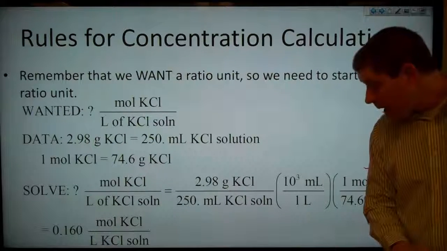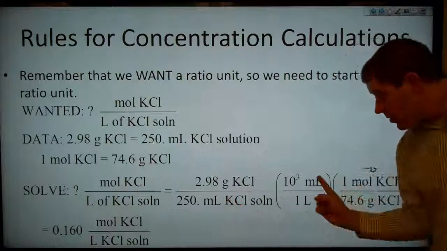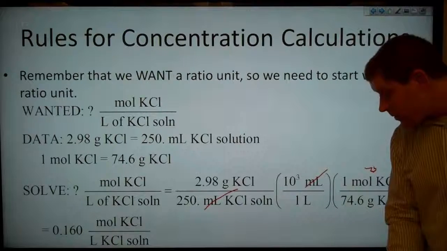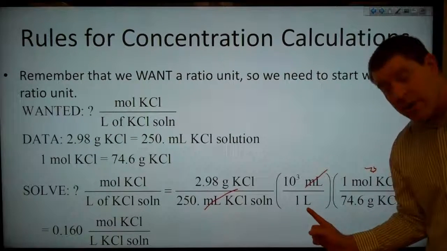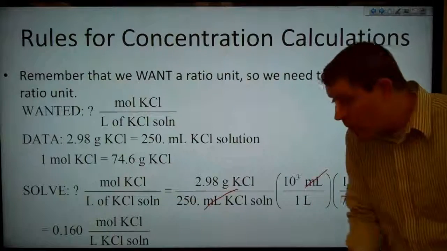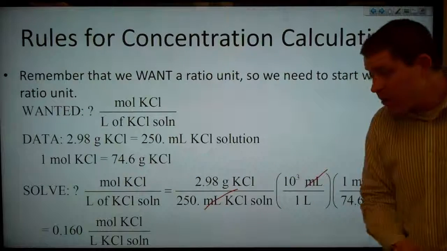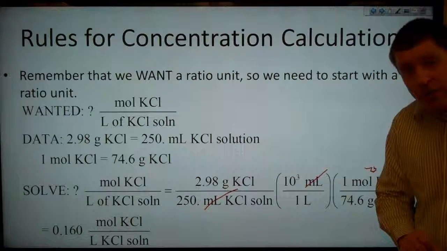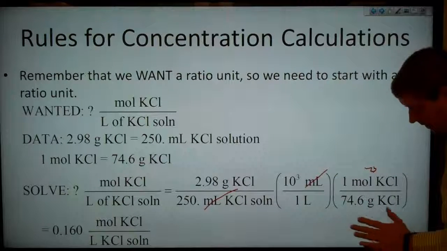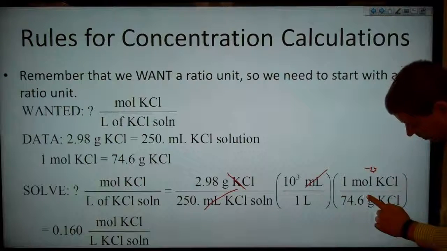And now we want to get rid of milliliters. So milliliters are in the bottom. We need to put them in the top in our conversion factor. And now our milliliters of solution cancels. And now we have the denominator of liters. And liters of solution is what we wanted in our wanted unit, so we're going to leave that there. But we want moles on the top, not grams of potassium chloride. So we need to get from grams of potassium chloride to moles of potassium chloride. So we put grams in the denominator. That then cancels with the grams we have over here.